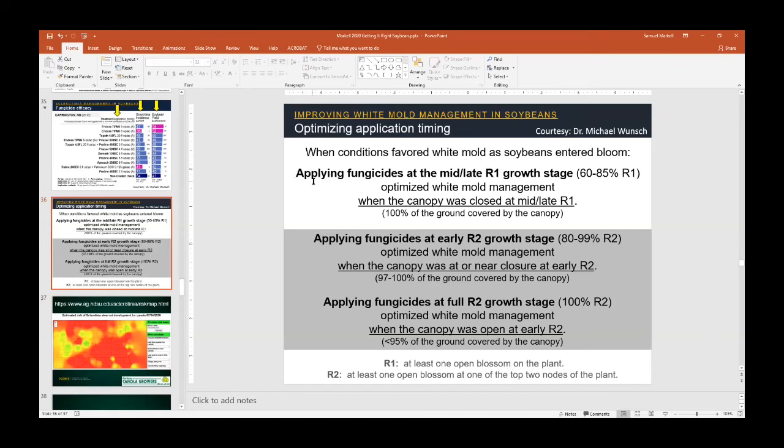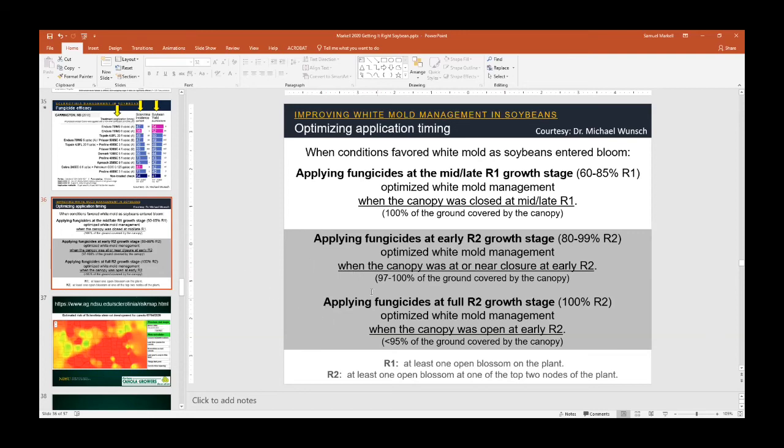So under favorable disease environments, when the canopy was closed at mid to late R1, you probably want to hit it with a fungicide right then, because the microclimate at R1 is when the blooms pop, and if the microclimate is in line, that's probably the right timing most of the time. If the canopy was starting to close at early R2, and you have a favorable environment, that's when you want to hit it. So it's more about canopy closure than it is R1 or R2. It's really related to the canopy closure.